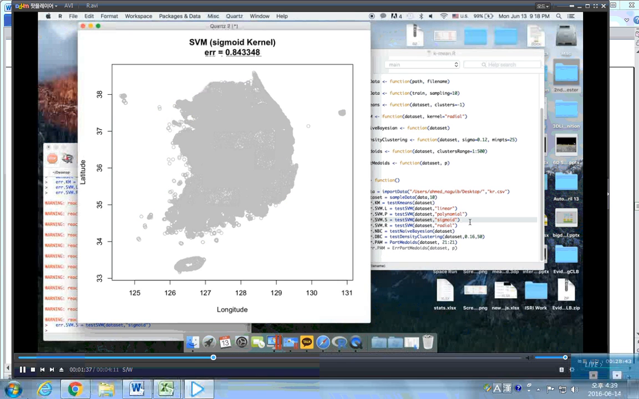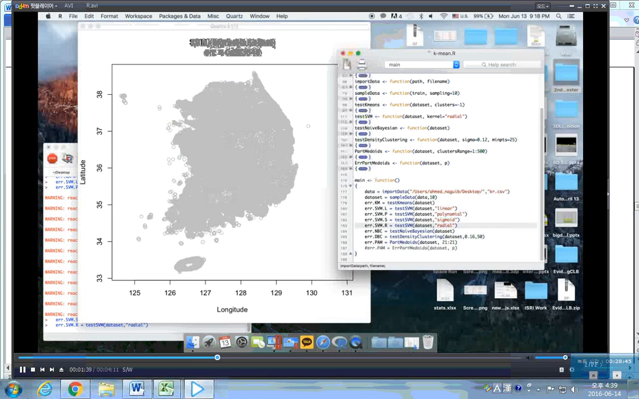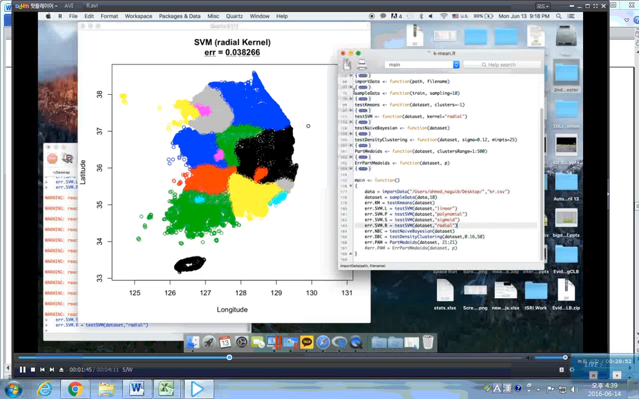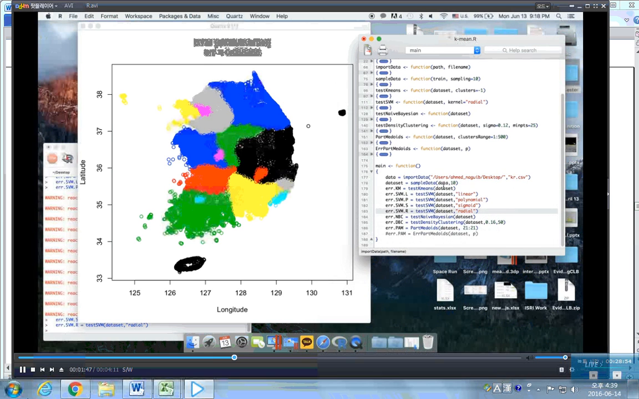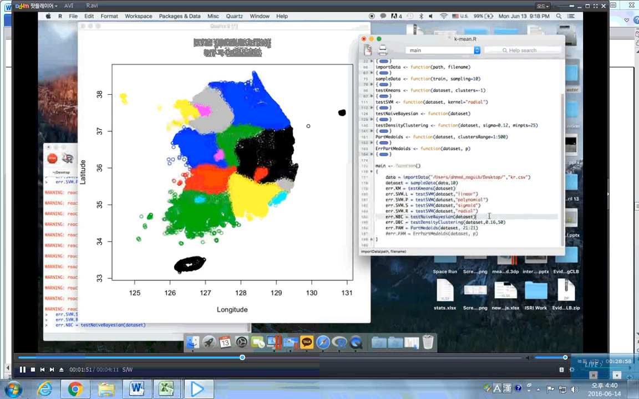Let's look at, for example, SVM linear. So it is computing right now. Okay, it's finished. So this is support vector machine linear. We can see the performance and the numbers. We can try different approaches. The best one, I think, in terms of performance is the support vector machine radial. So it appears here with 3.8%. The interesting part is the density clustering.